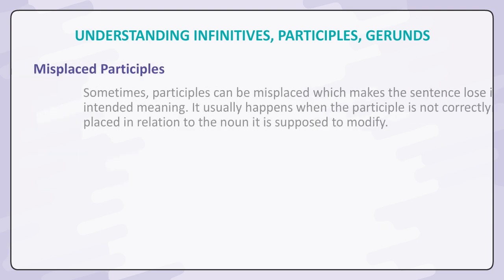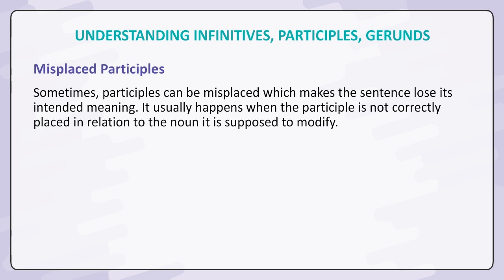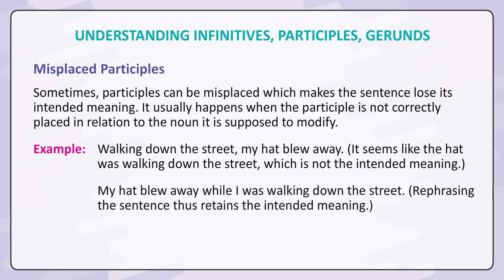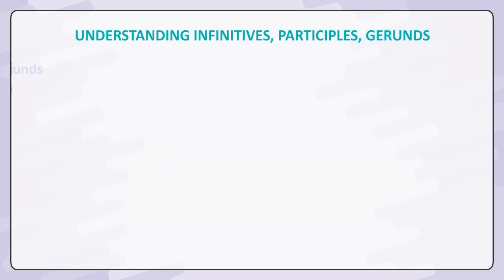Misplaced participles. Sometimes participles can be misplaced, which makes the sentence lose its intended meaning. It usually happens when the participle is not correctly placed in relation to the noun it is supposed to modify. Example: walking down the street, my hat blew away. It seems like the hat was walking down the street, which is not the intended meaning. My hat blew away while I was walking down the street. Rephrasing the sentence thus retains the intended meaning.